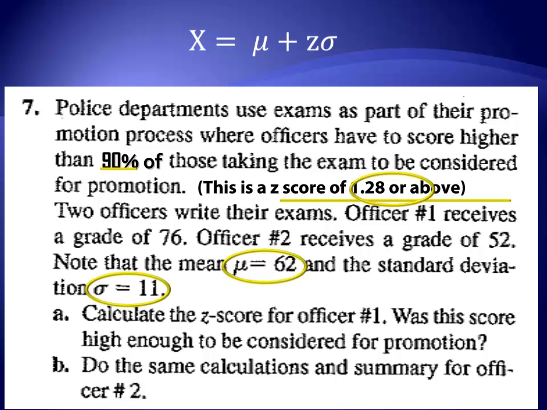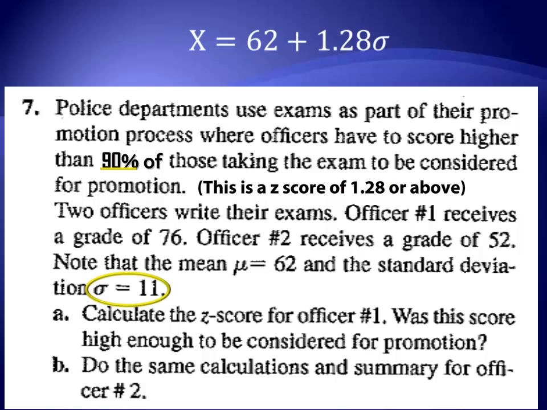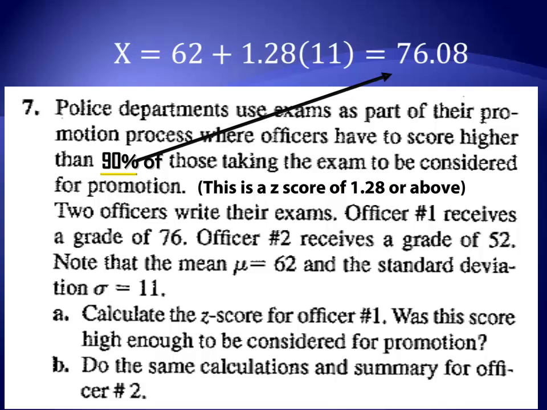We can now plug these values into the equation listed here to find what the new cutoff for the exams will be. By adding the mean, z-score, and standard deviation, we can see that any officer with a score of 76.08 or lower should not be considered for promotion. This means that Officer 1 should not be considered for promotion, nor Officer 2.